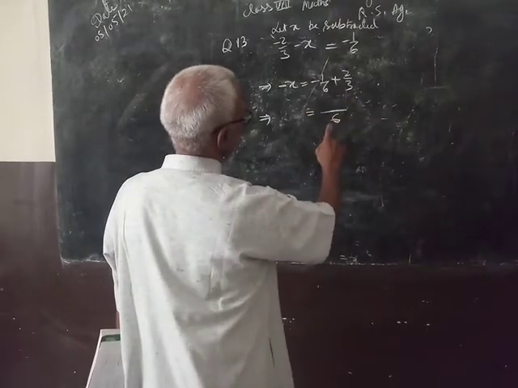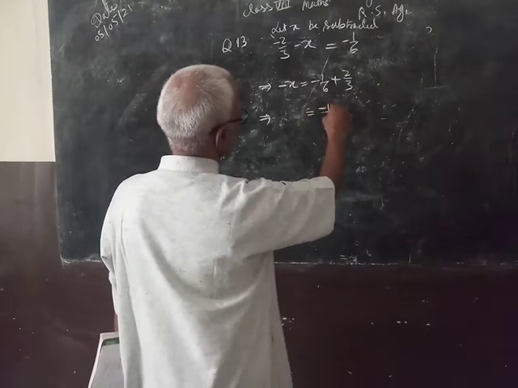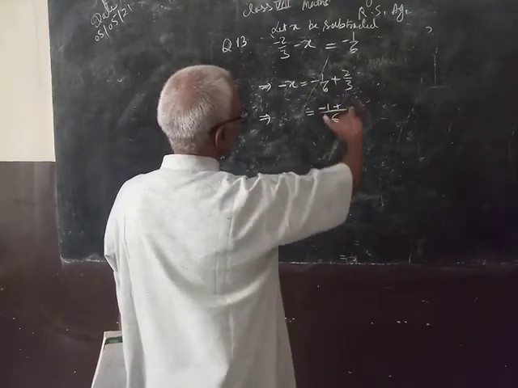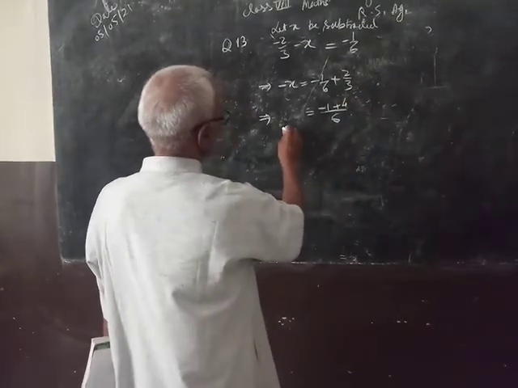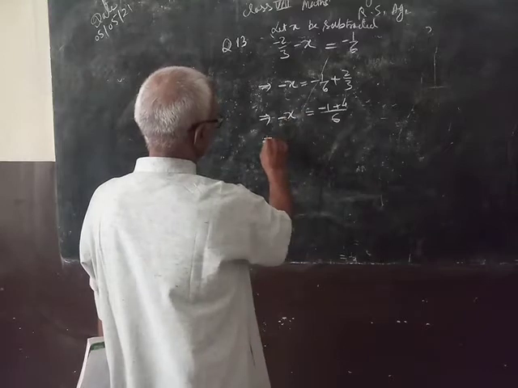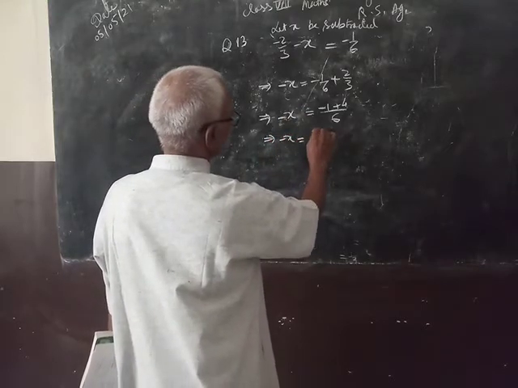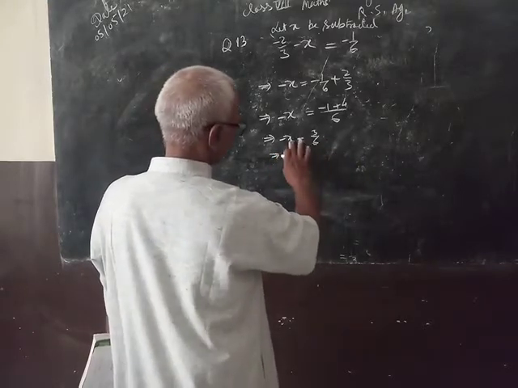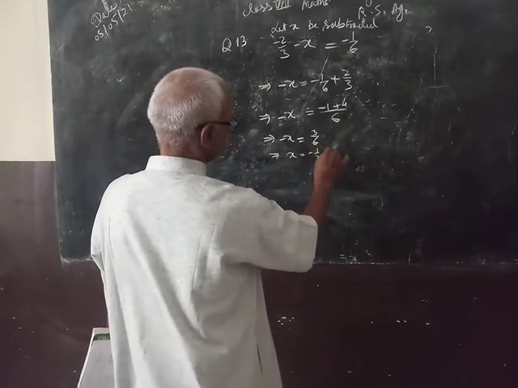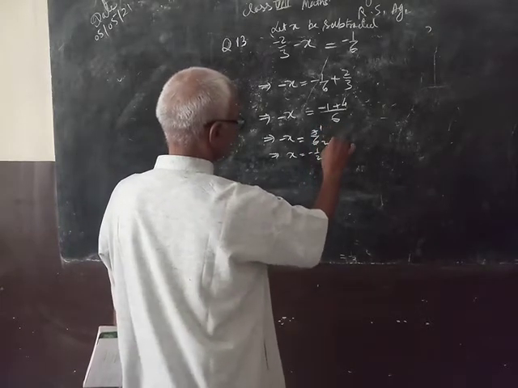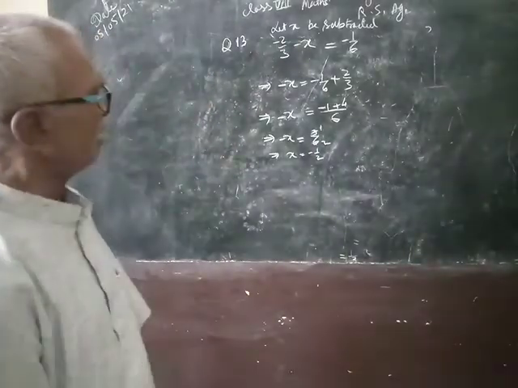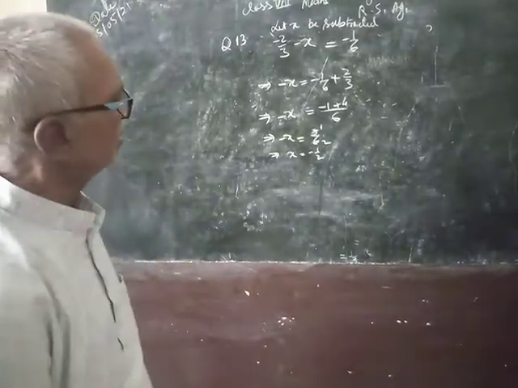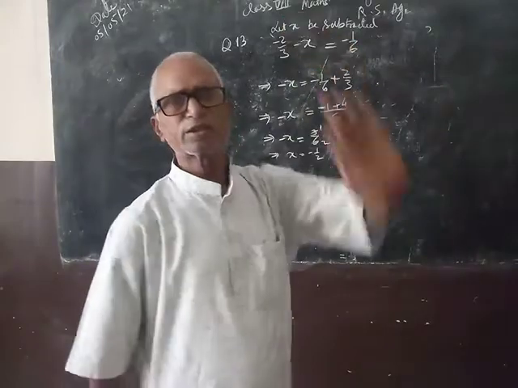So the LCM is 6, and minus 1 is here because 6 1s are 6, 1 into 1 is 1. 3 2s are 6, 2 2s are 4 comes here. So this implies minus x is equal to 3 by 6, which implies change the sign of both sides, it becomes positive. It is 1 upon 2. So when minus half is subtracted from minus 2 by 3, the result will come minus 1 upon 6.